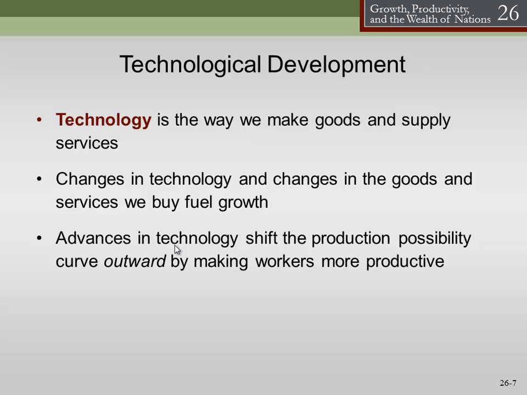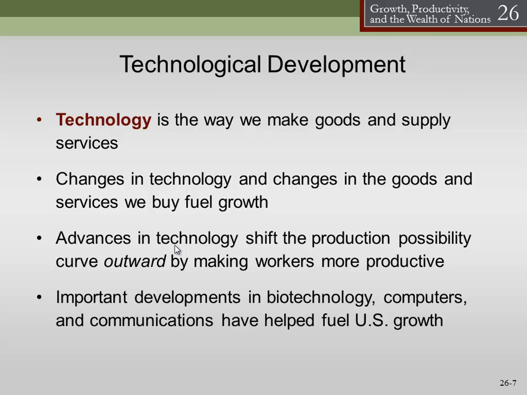Of course, as we have a better technological process, we can produce more with the same amount of stuff. So some very important developments have been biotechnology, computers, and communications. They have all been extraordinarily important in growth, particularly in the U.S., but throughout the world.